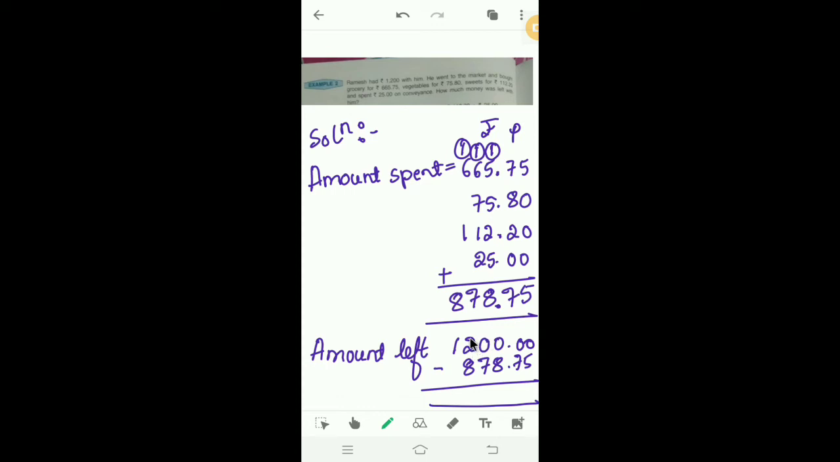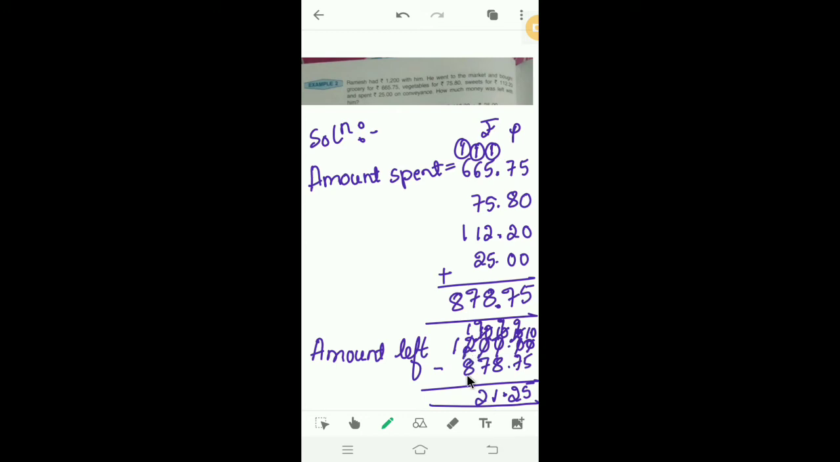If you borrow from 2, then 2 becomes 1 and your 0 becomes 10. Now we can borrow from 10. 10 becomes 9 and your 0 becomes 10. Next, 10 becomes 9 and your 0 becomes 10. Next, 10 becomes 9 and your 0 becomes 10. 10 minus 5 is 5. 9 minus 7 is 2. Next, 9 minus 8 is 1. 9 minus 7 is 2.